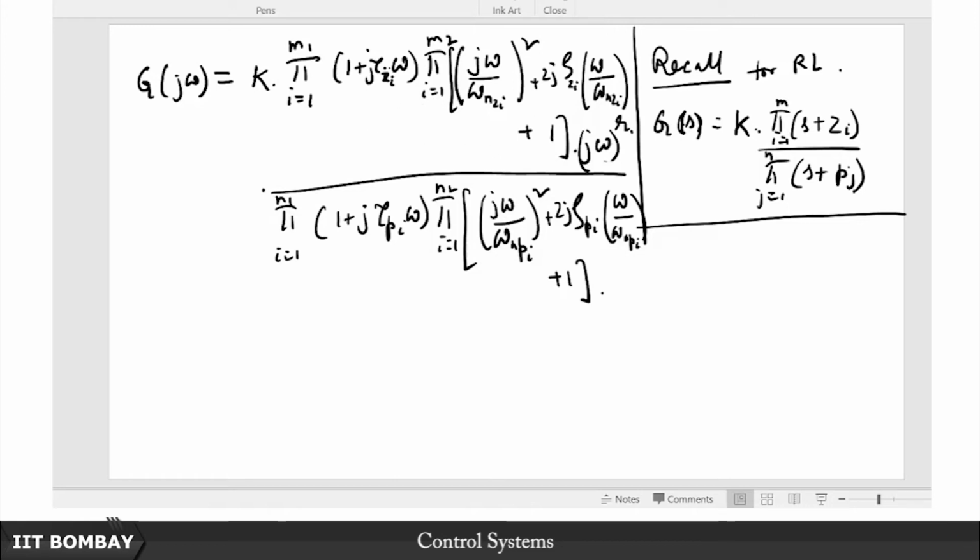You notice there is one significant difference between the way it was represented for a root locus and the way we are now setting it up for a Bode plot. And the difference is that now if you substitute omega equal to 0 here, this k is basically nothing but the DC gain.